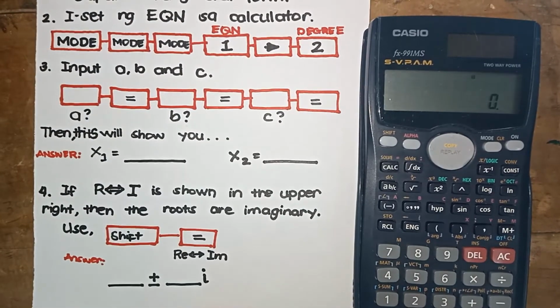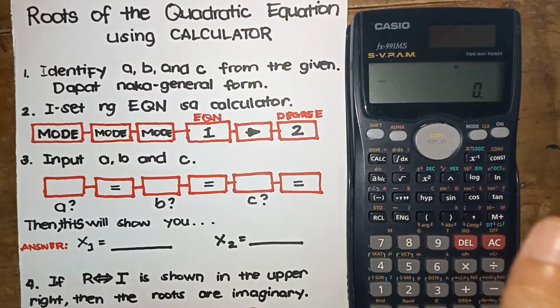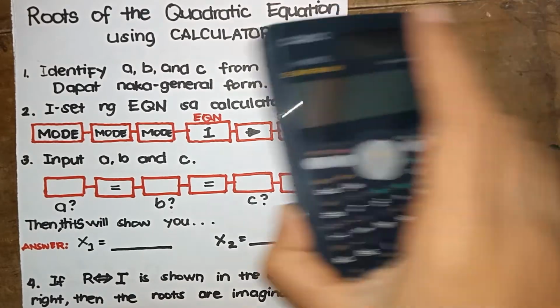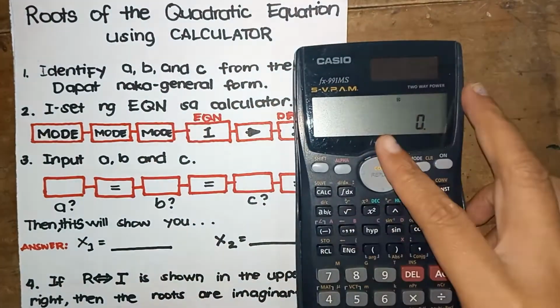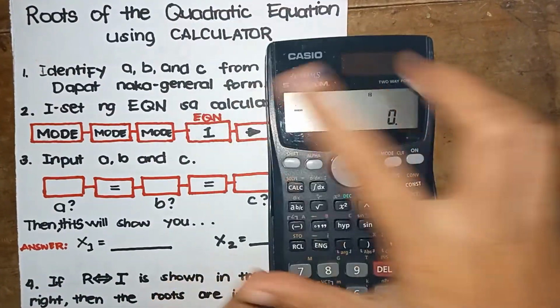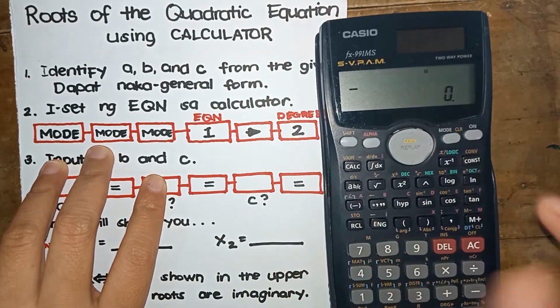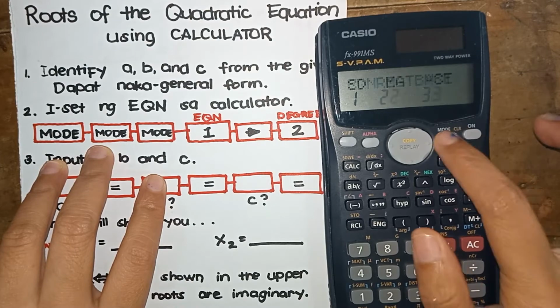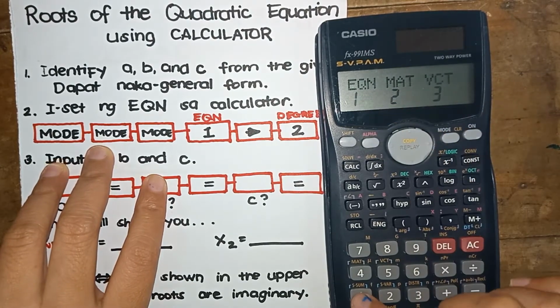So, for us to understand this, let us have our examples. Using the calculator, make sure na nakaset ng ating calculator to EQN. So, set natin. Okay, use the 3 modes. Click natin, we have mode, mode, and mode. Lalabas ang EQN. Then, type 1.